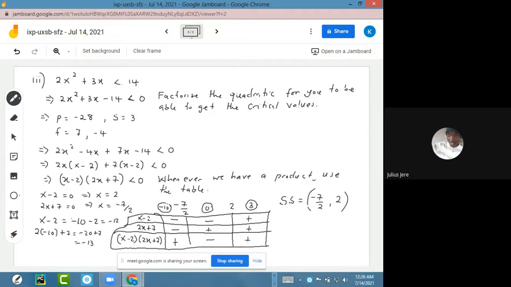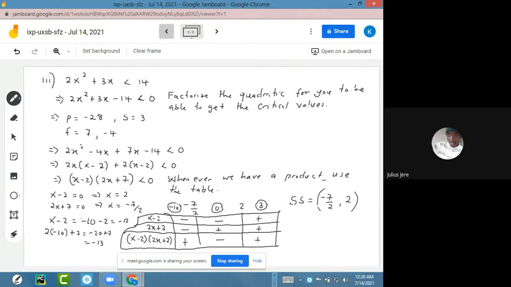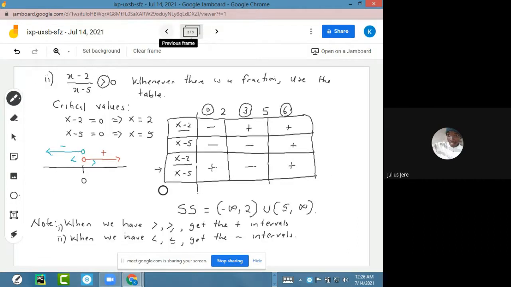Hello? Yes, sir. I have a question concerning the previous example that we had. What if that same fraction was equated to another fraction instead of zero? How are we going to come up with the critical values we're going to use for the table?